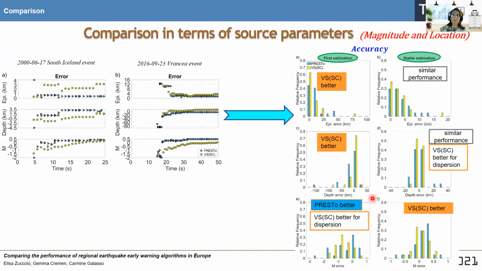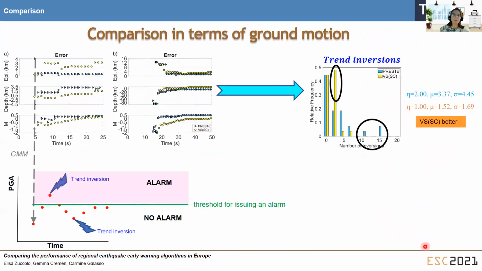Concerning magnitude, PRESTo is more accurate at the first instant, while VS in SeisComP is more accurate at the stable instant. We also explored the effect of the location and magnitude estimates on the corresponding PDA prediction at the selected target sites, one for each considered testbed. For this purpose, we applied a ground motion model to the source parameters at each temporal instant, obtaining a ground motion that evolves in time.